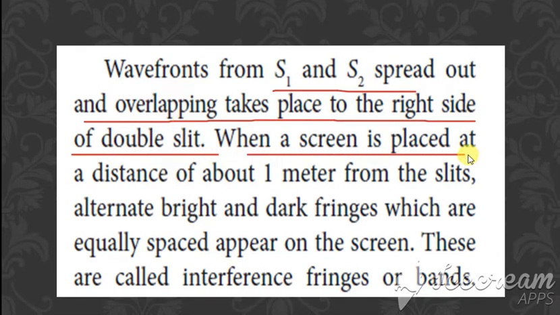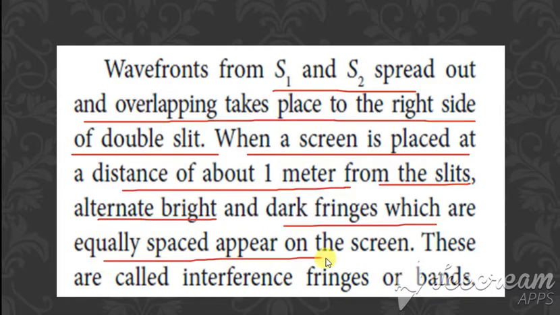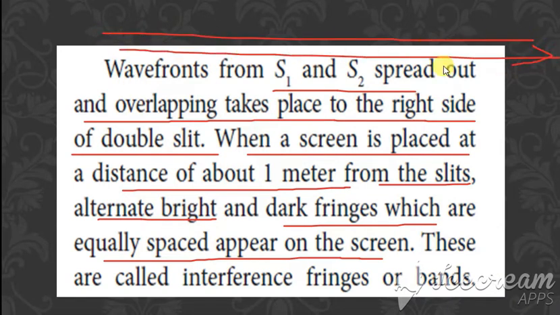When the screen is placed at a distance of 1 meter from the slits, alternate bright and dark fringes which are equally spaced will appear on the screen. So the screen distance should be what? At least 1 meter, so that alternate bright and dark fringes will be seen. If we keep it nearer, what happens? It just overlaps one another. So the screen should be placed at a distance of 1 meter.